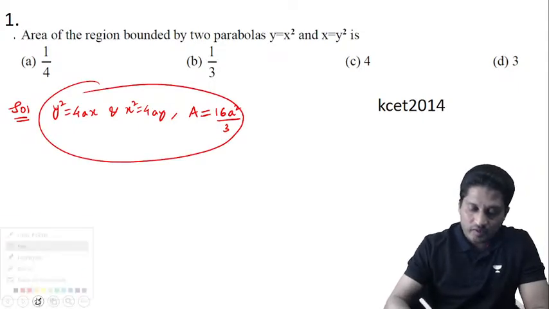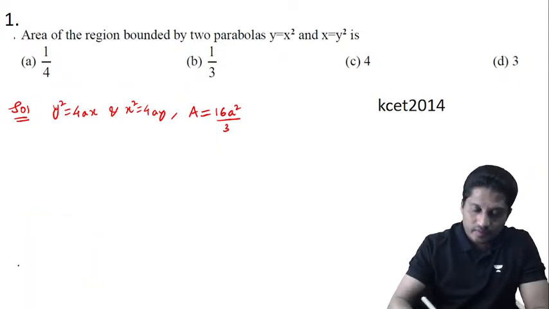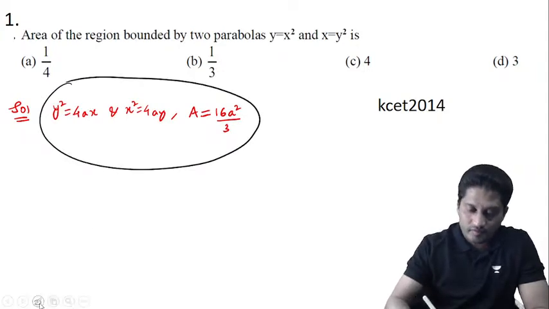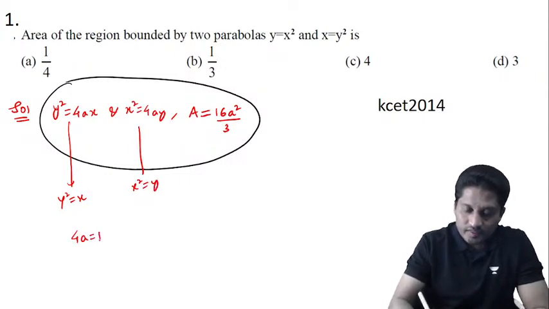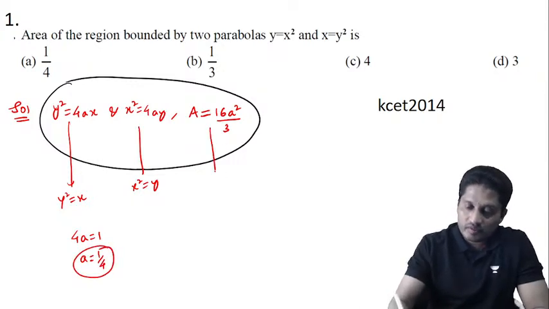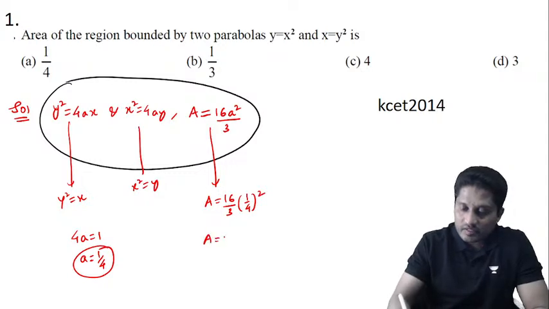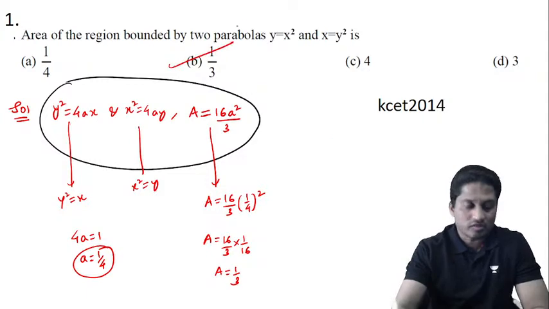Now this area bounded by the curves is of the form y equal to x square, that is x square is equal to y. If you compare, you will get 4a is equal to 1, a is equal to 1 by 4. Now the area is equal to 16 by 3 a square, that is 16 by 3 times 1 by 4 the whole square, which is 16 by 3 times 1 by 16. 16 will cancel 16, area is equal to 1 by 3 square units. Answer is option B.